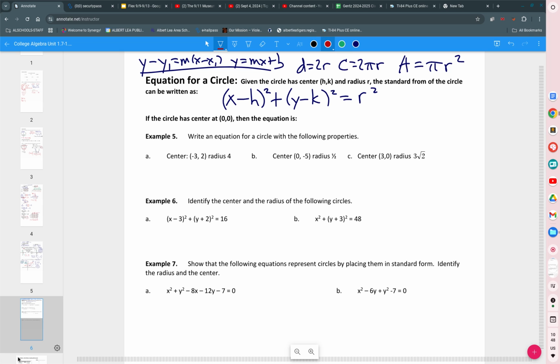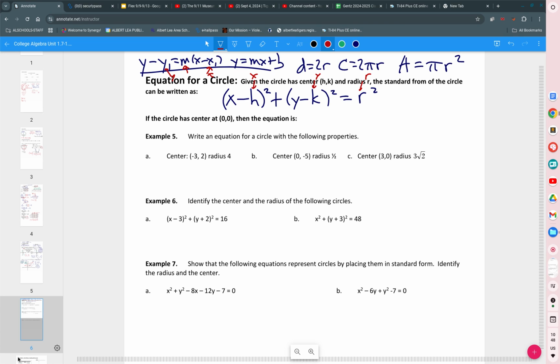Remember that when you're writing an equation for a line, you put the x value here, you put the y value there, you put the slope right there, and you got your equation for your line. It's the same thing with the circle. Your x value goes in for h, your y value goes in for k, and then you take r and you square it. That's all you have to do.